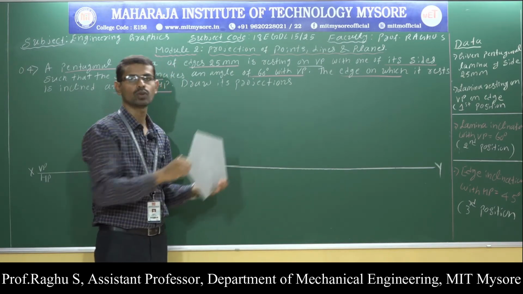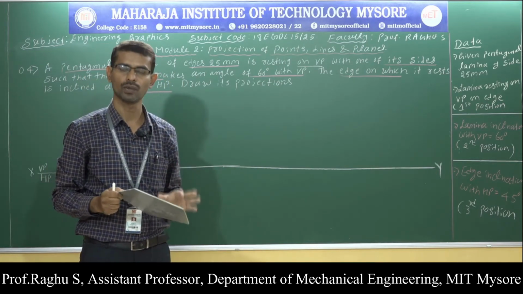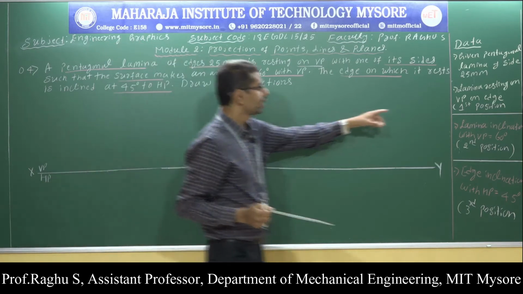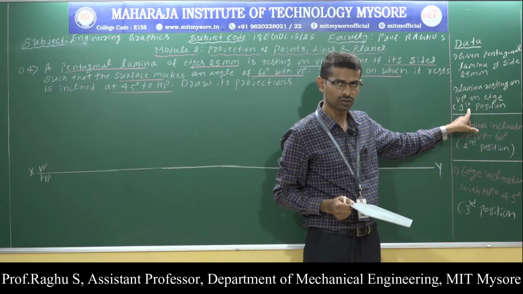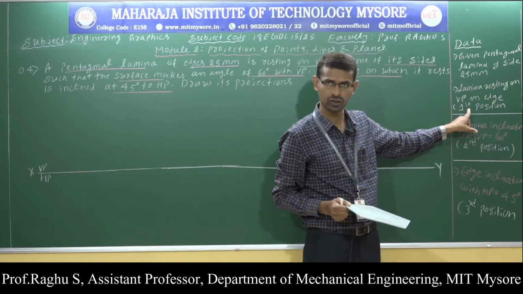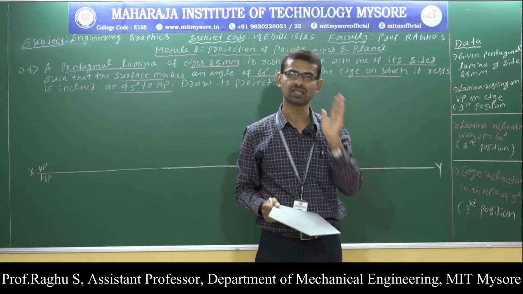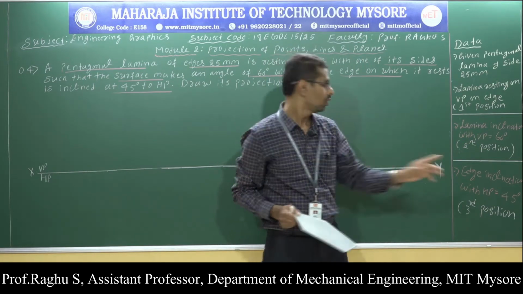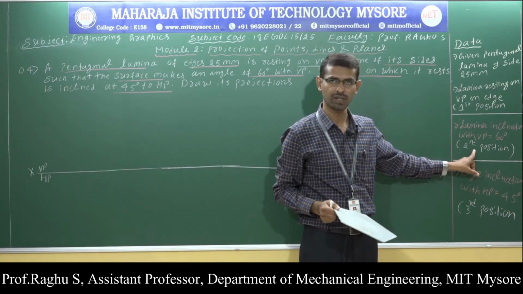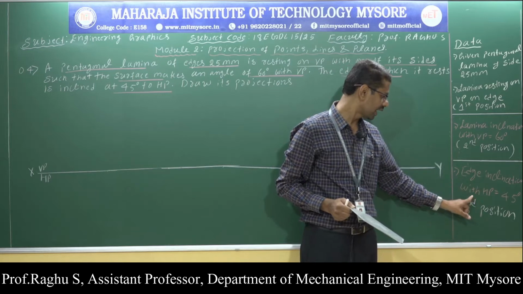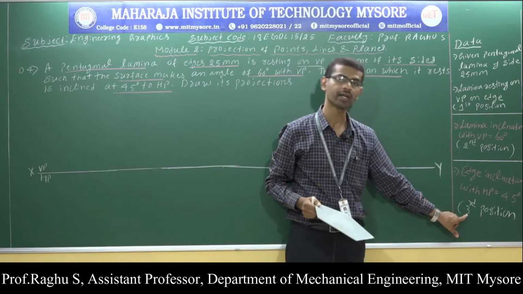Now in this position I need to draw the top view and front view. So this is the given data. The lamina is resting on VP with one of its sides, so this data is used for drawing the first position. Next, note down the lamina inclination with respect to VP and use it to draw the second position. Next, the edge inclination with respect to HP is 45 degrees, and this data is used for drawing the third position.